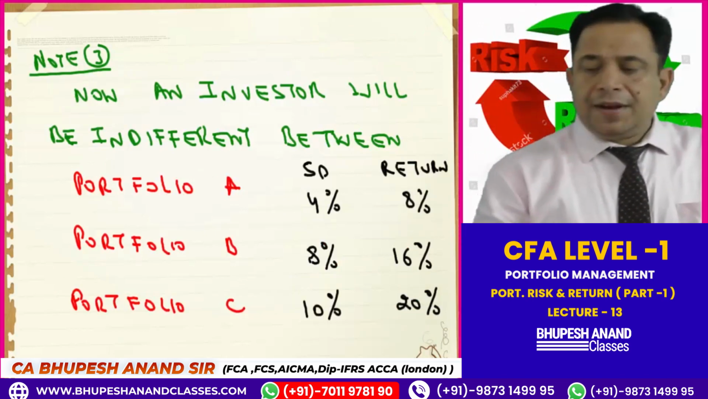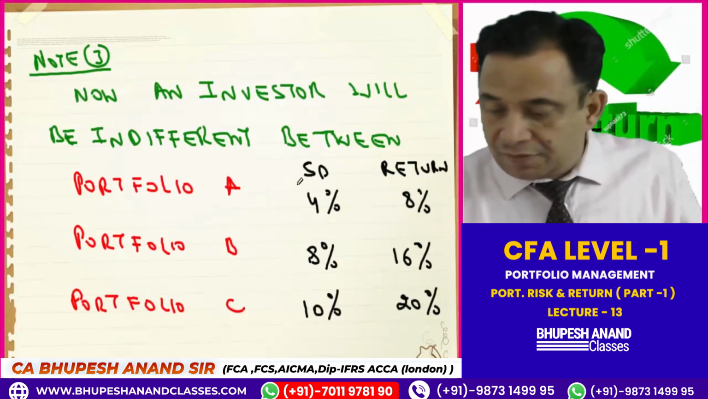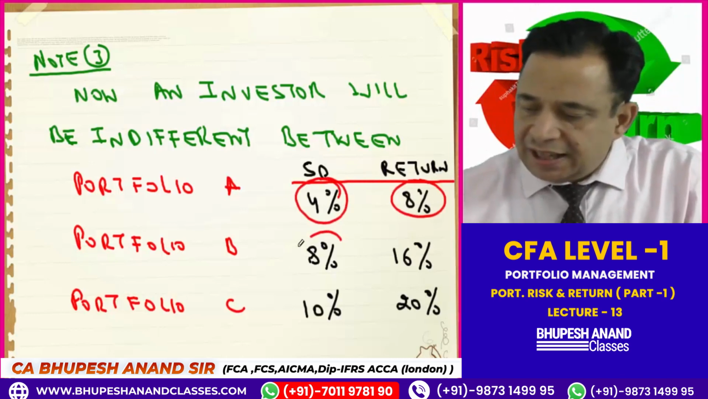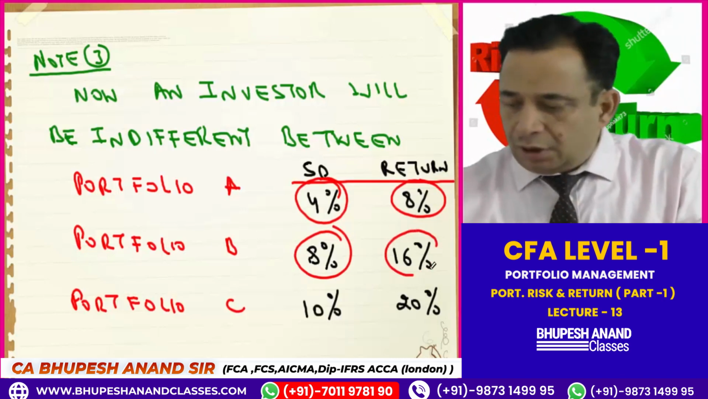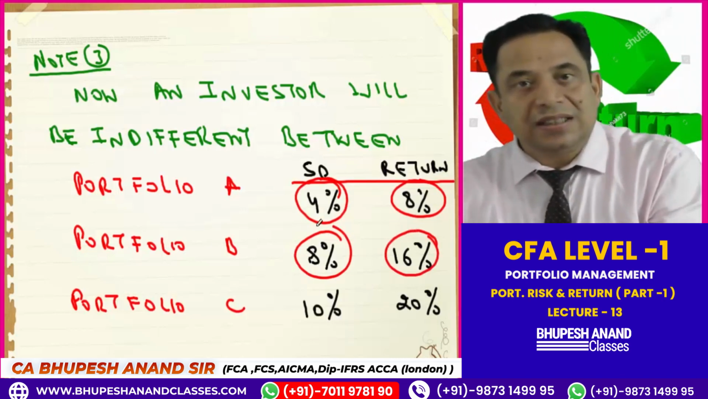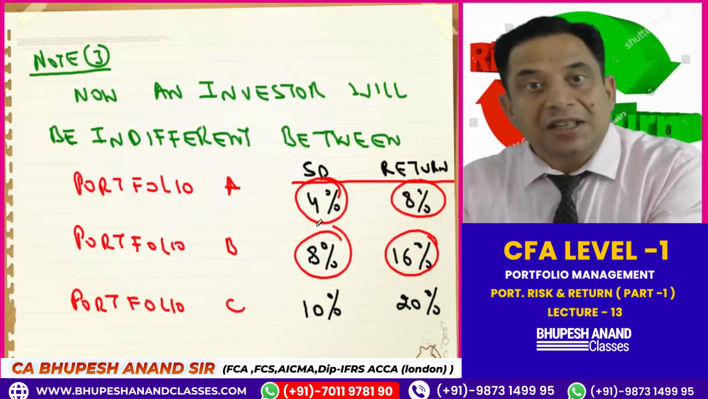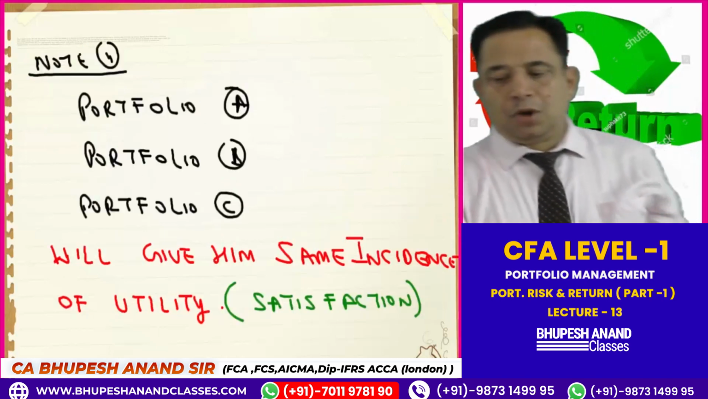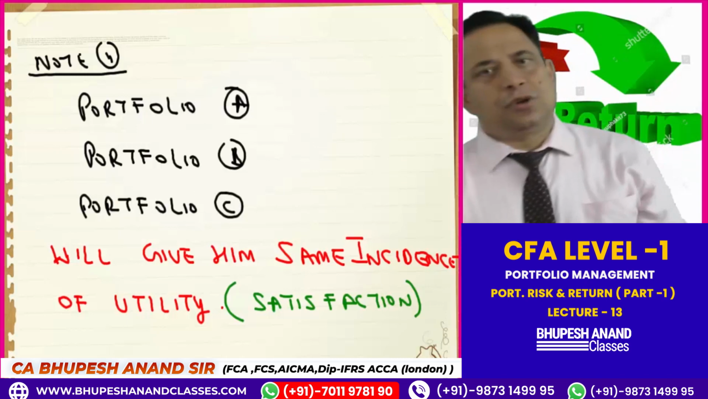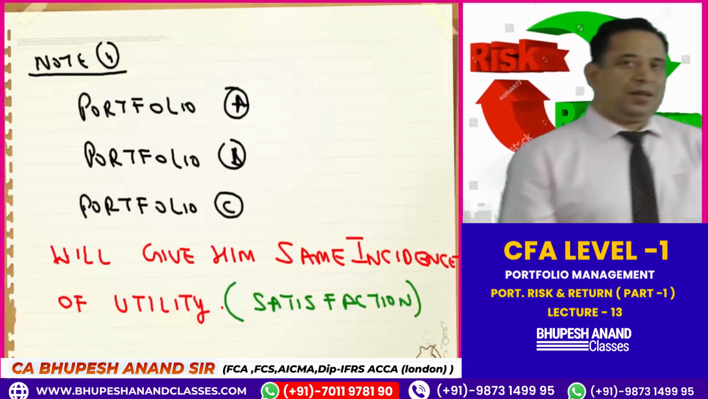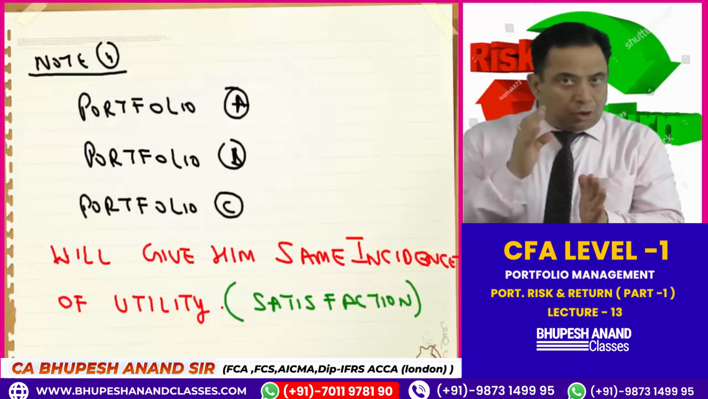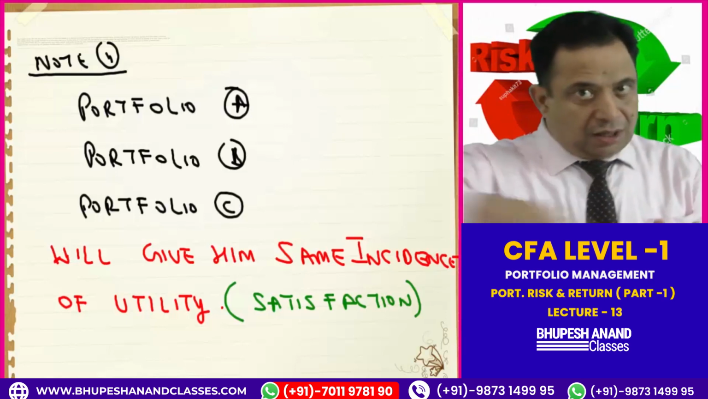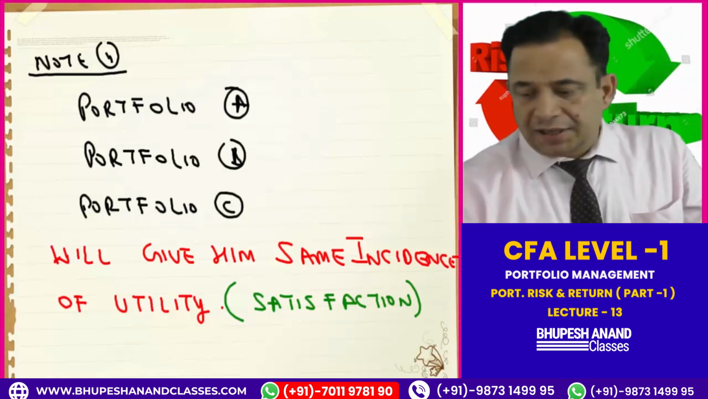So note number 3: an investor will be indifferent. I have given the example that if risk is 4%, return is 8%. If I double the risk, then my return will also be double. So this is named as the same level of satisfaction to the investor. Note number 4: portfolios A, B, C will give him the same incidence of utility or satisfaction. Please write down: because portfolio A, portfolio B, portfolio C are in the same indifference curve, they will give him the same level of satisfaction.